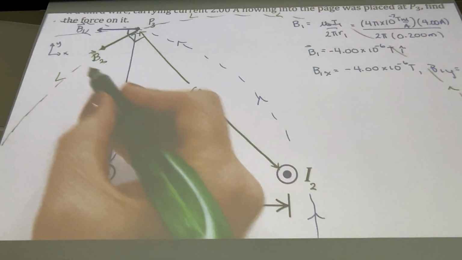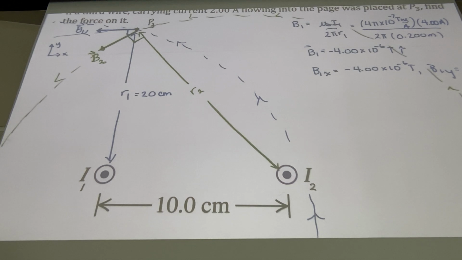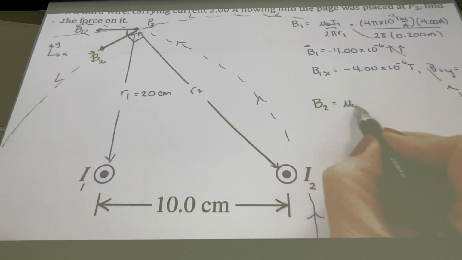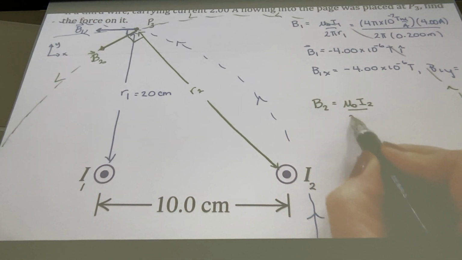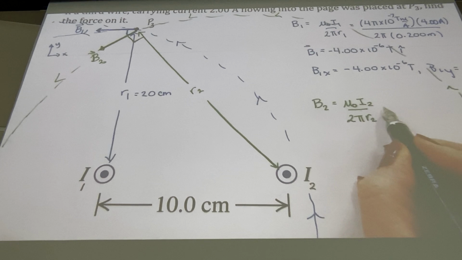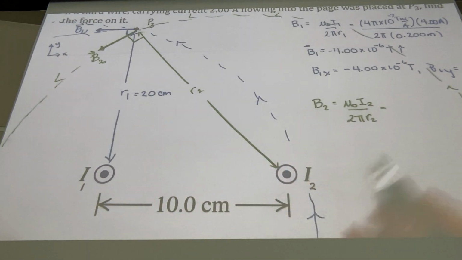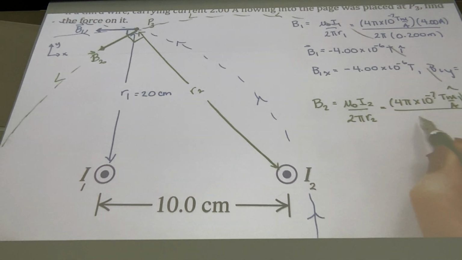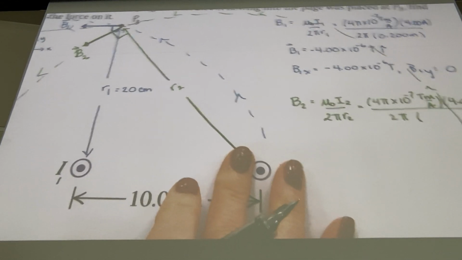So we'd like to find B2 as a vector. Let's find the magnitude first, and then we'll go ahead and find the components. The magnitude of B2 is mu naught times I2 over 2 times pi times R2 equals. I2 is 4 amps, that's given. 2 pi on the bottom. We don't know R2. It's not difficult to figure out.